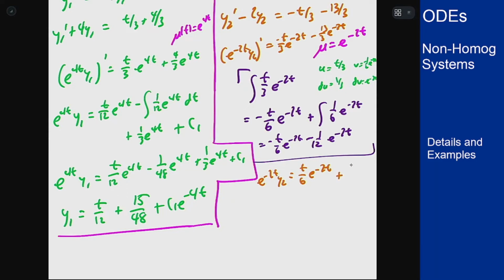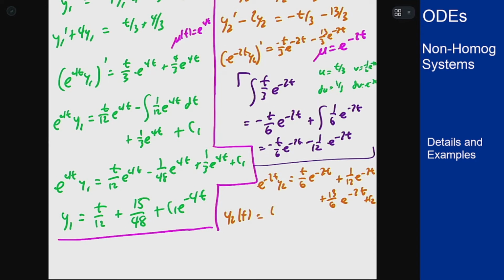Then plus 1/12 e to the minus 2t, and then plus 13 over 6 e to the minus 2t. So for y2, after multiplying through by e to the minus 2t and not forgetting the plus c2 over here, we get a t over 6. 13 over 6 is 26 over 12, so plus 27 over 12, and then plus a c2 e to the minus 2t. So we've got our two different y functions.